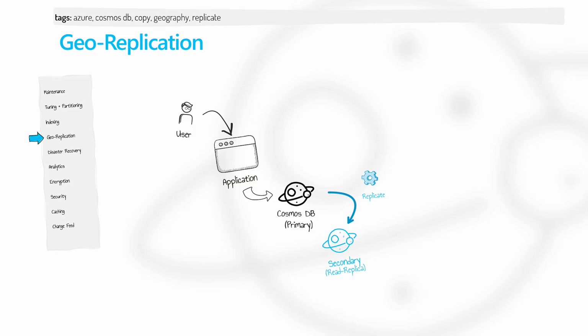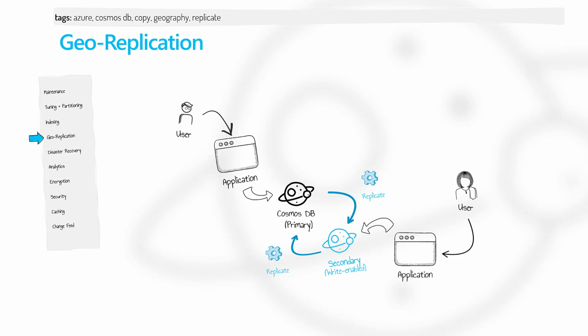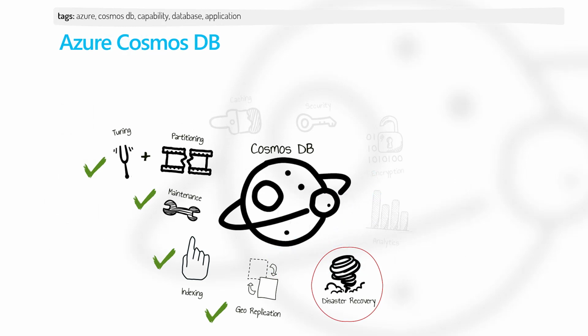In a similar scenario, the secondary replica supports writes as well. This ensures that users close to the other geographic location automatically access the secondary database, and any changes made to that database are replicated to the primary too. When database geo-replication is enabled, disaster recovery must also be discussed.